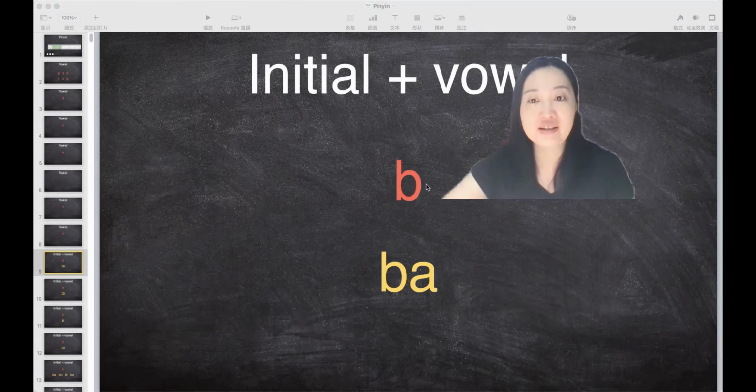What you see here, the red characters above are the initials, and below are the combinations of the initials and the basic vowels forming Pinyin. I will first pronounce the initial, then demonstrate how to pronounce the Pinyin, followed by pronouncing the Pinyin twice. Please follow me to do the practice.